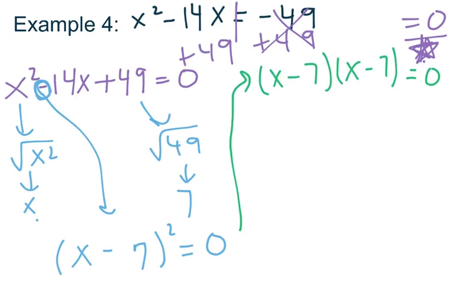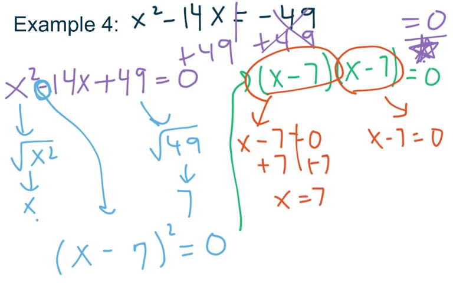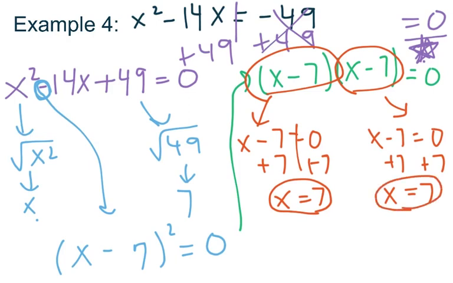Now from here we can do the zero product property, right? So we're going to separate these 2 parts. X minus 7 equals 0. X minus 7 equals 0. And we're going to solve. We're going to add 7 to both sides. So I get x equals 7. Add 7 to both sides here. X equals 7. So our final answer is just x equals 7.